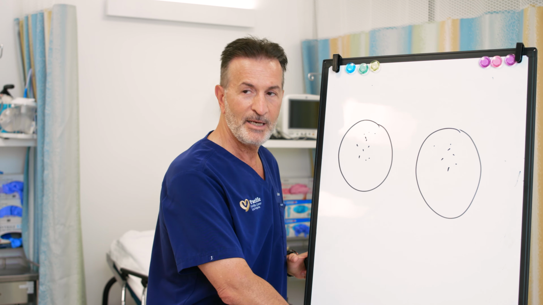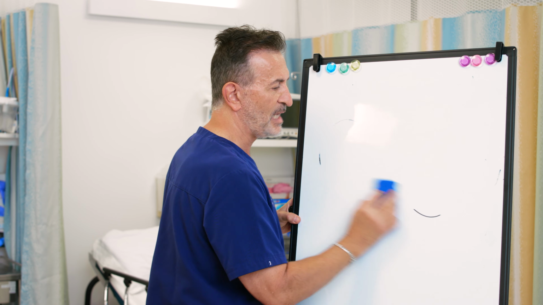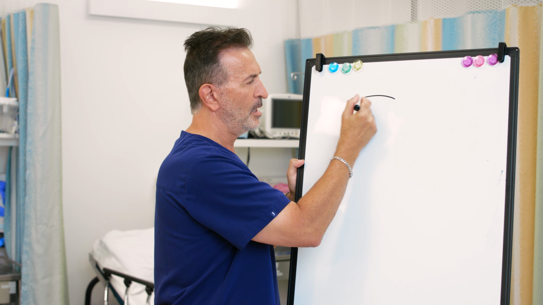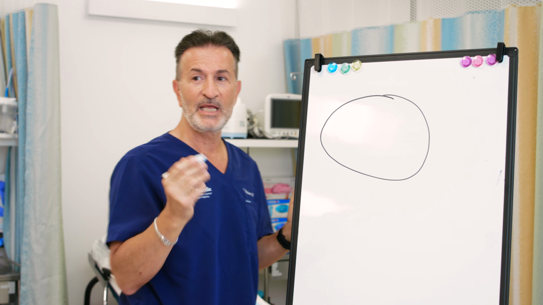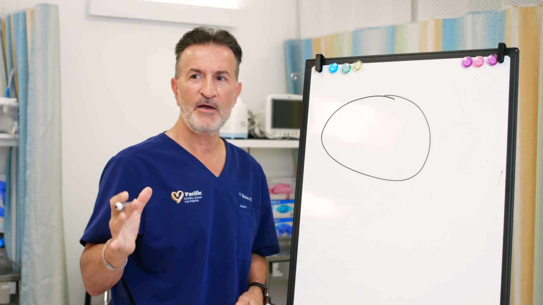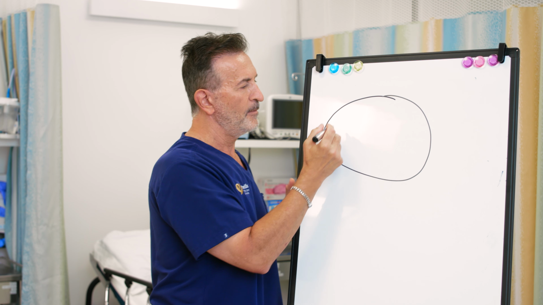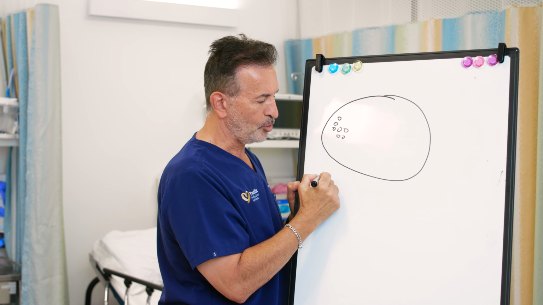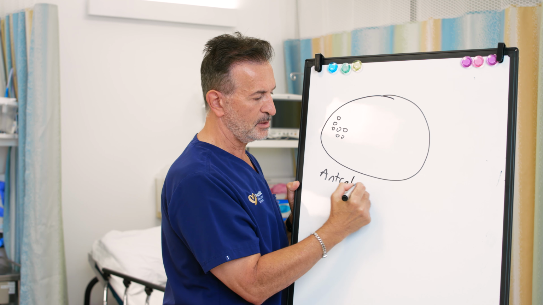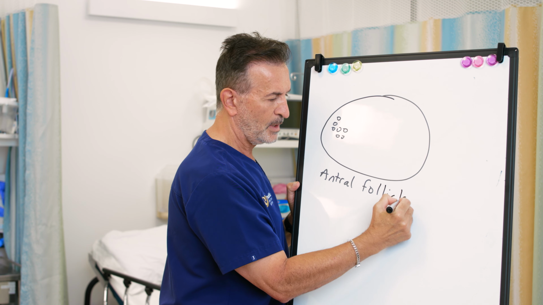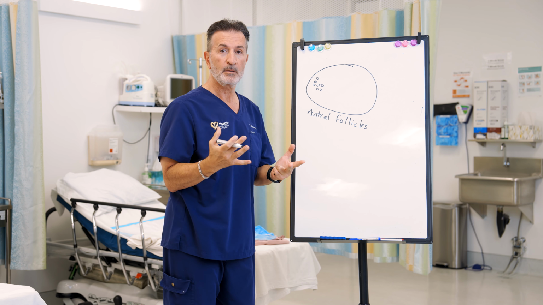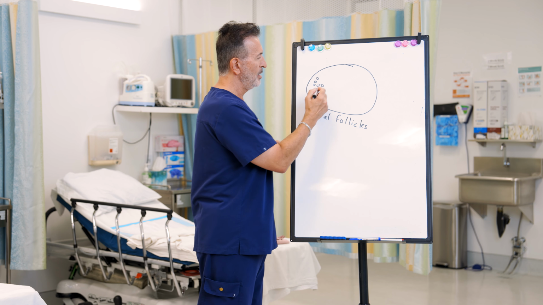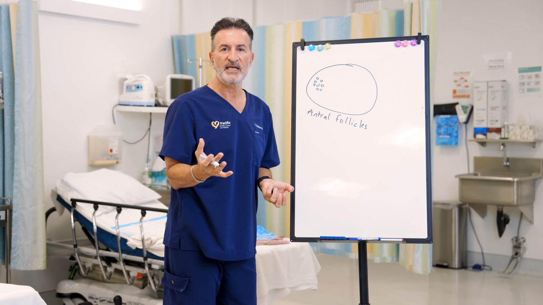So what happens in a natural cycle, in an ovulation cycle in women? I'm going to draw an ovary so you can see what happens at the beginning of the cycle. So the first day of the cycle, when your period starts, you have these little follicles. They are called antral follicles that start growing. Beginning of each cycle, whether you ovulate or you don't, every month the same thing happens. Dozens and dozens of these eggs start growing.